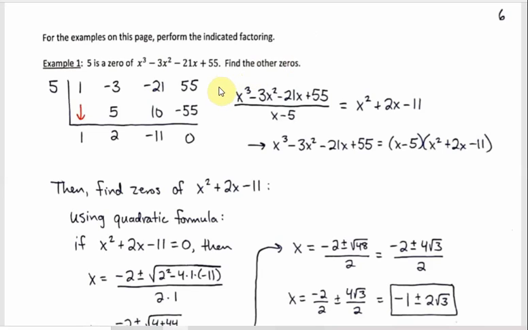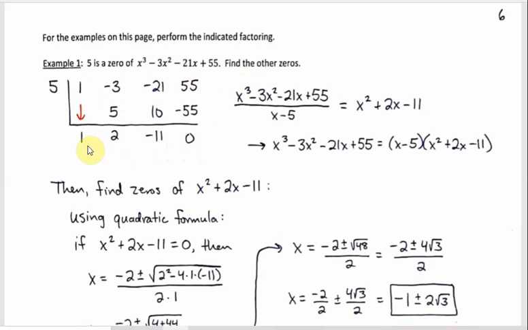So, synthetic division here where we're going to divide x cubed minus 3x squared minus 21x plus 55 by x minus 5. So you go through and do it, you get the remainder of 0, which we know we're supposed to, right? Because it said that 5 is a 0. But here the remainder is not the important thing.